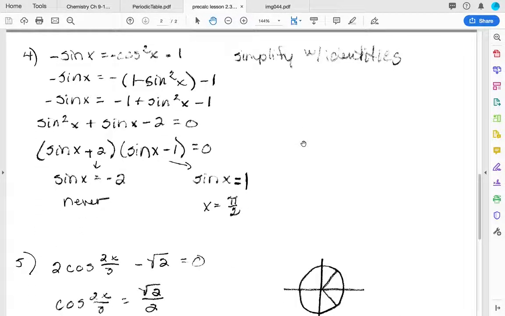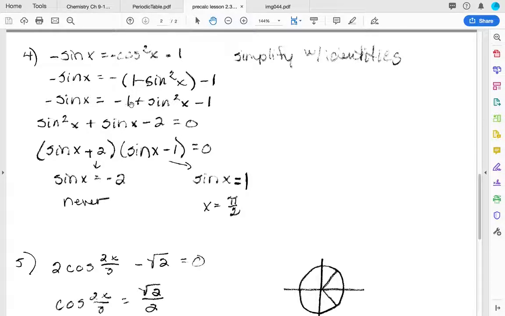Number 4 is another example, and when solving these trig equations, you can use your identities to simplify things. For example, negative sine x equals negative cosine squared x minus 1. Well, we've got a cosine and a sine. It would really help us out if everything was in the same trig function, so we could get that alone. So I'm replacing cosine squared x with 1 minus sine squared x. And I have then negative sine x equals negative 1 plus sine squared x minus 1.